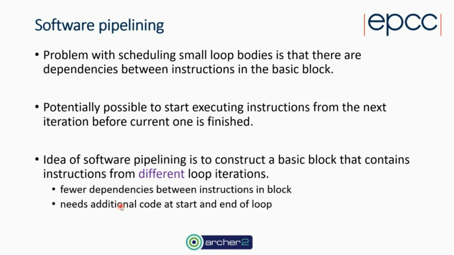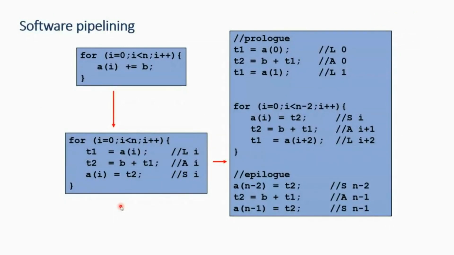Software pipelining can also be a useful technique, where we construct a basic block that contains instructions from different loop iterations. We're effectively building a pipeline in our code to keep data running through. In this kind of operation, where there's only a small amount of work going on in the loop, ideally we would unroll it to get higher amounts of work per loop.